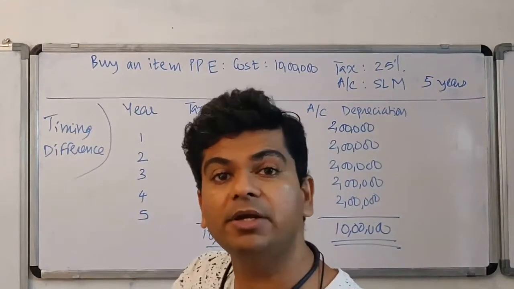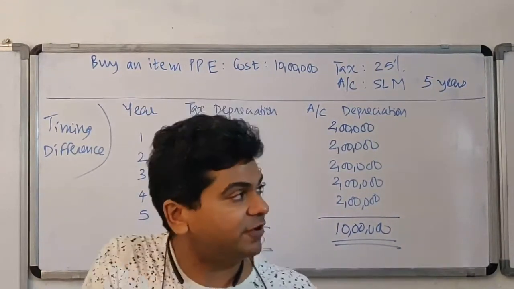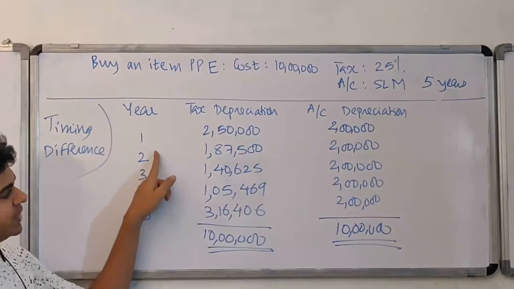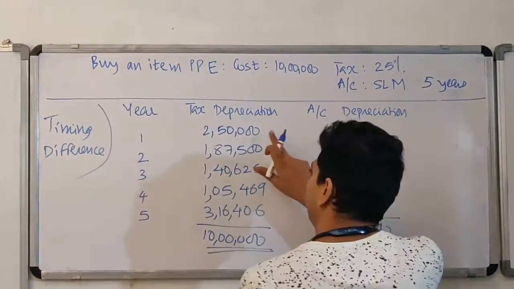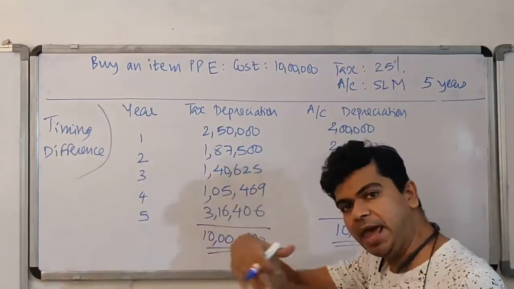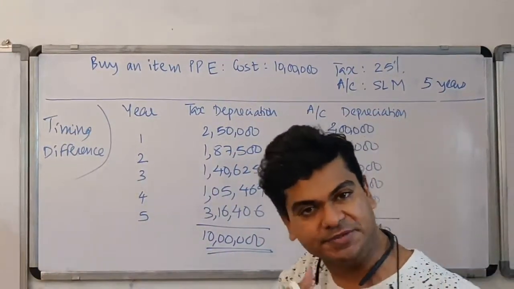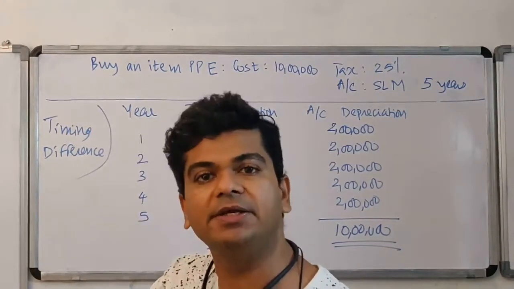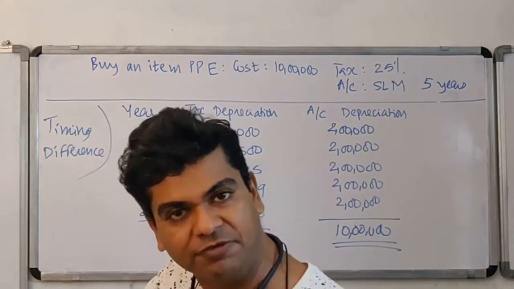You know what's a timing difference? It is a difference that originates in 1 year or 1 period, you may say. It is a difference that originates in 1 period and reverses itself in subsequent period or periods. That is what we understand as a timing difference.